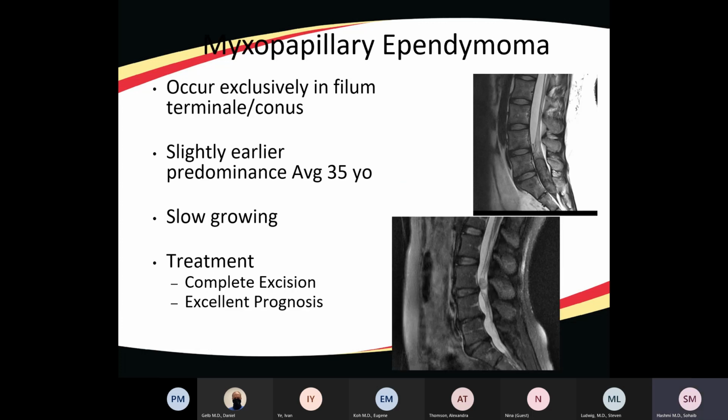Another type of ependymoma is the myxopapillary. This is exclusive for its location within the spine and actually only occurs in the filum terminale or at the conus level. And this has an earlier predominance in age, around 35 years old. Also a slow growing tumor, and the treatment is the same because it doesn't encase the nerves and is able to be totally excised. It's largely a curative surgery.